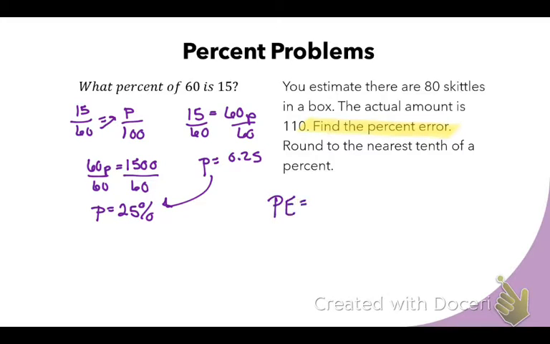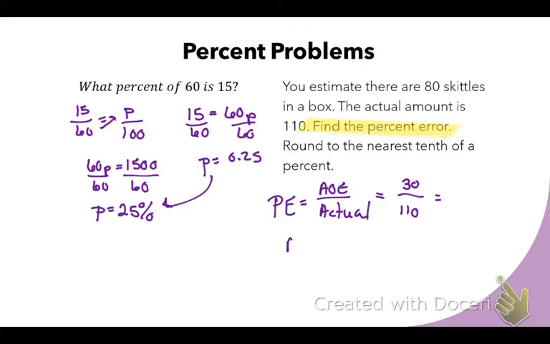Percent error equals the amount of error divided by the actual. Okay, guys, let me finish explaining this. The amount of error was 110 minus 80. So the amount of error was 30 divided by the actual amount. I'm going to have an option on your test where you divide by 80, the original amount, or the estimate. That's not correct.